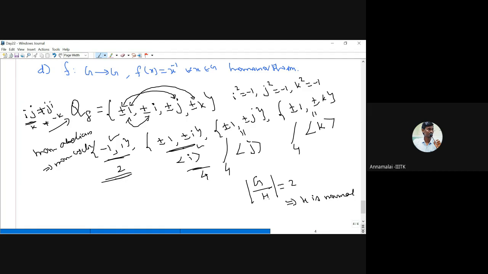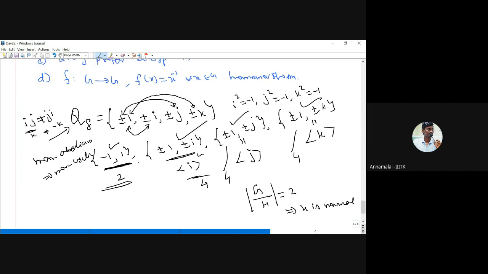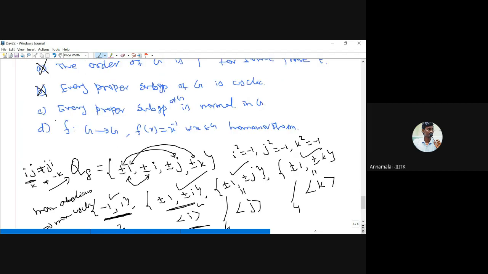Therefore, from this theorem, we can say these subgroups are normal subgroups. This is normal, this subgroup is normal, this subgroup is normal. The only thing we have to check is whether this is normal or not. So clearly this is normal. You can easily check that. Therefore every proper subgroup is normal, but the group is not abelian. Therefore, from this condition, we cannot say G is abelian.